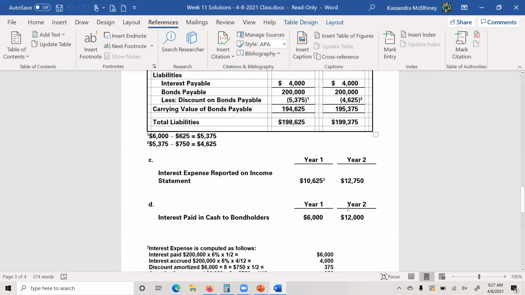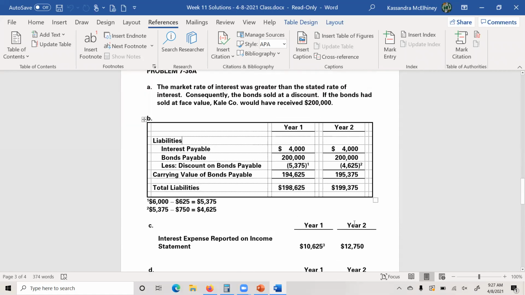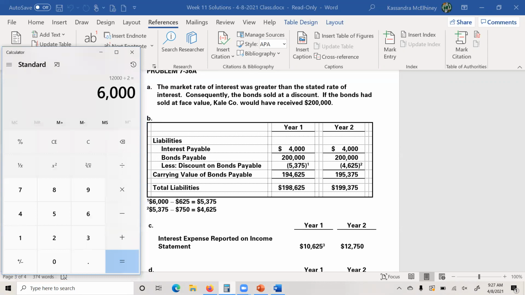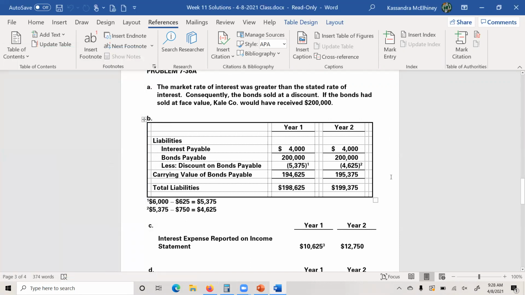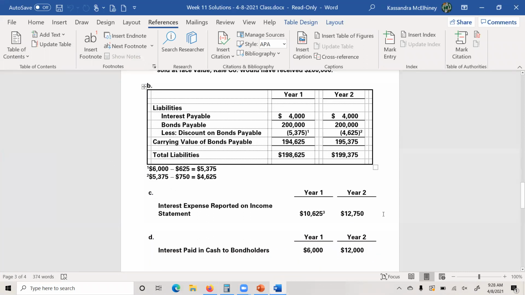Okay, so how this will be shown in the balance sheet to begin with, we would have had a $200,000 bond, subtract $6,000 of bond discount. So immediately after issue, the bonds payable would have had a carrying value of $194,000. So September 1st, what would the amount of interest be? We would have paid $6,000.